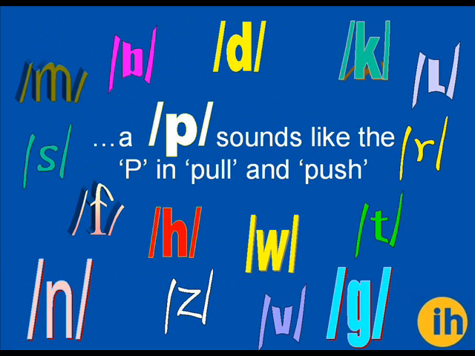We'll see. Okay, a general rule of thumb is the consonant symbols, if they look like the letter of the alphabet, they probably sound like it in a word. So a P sounds like the P in pull and push. Now try and say these phonemes.